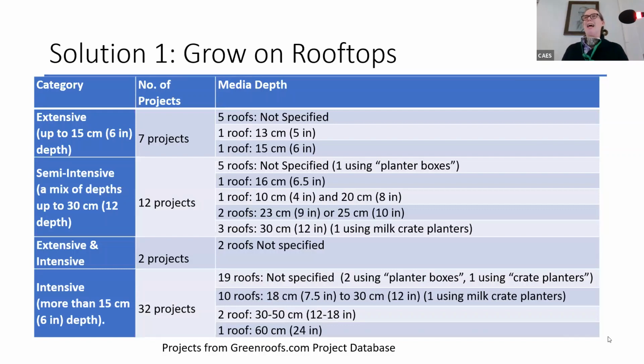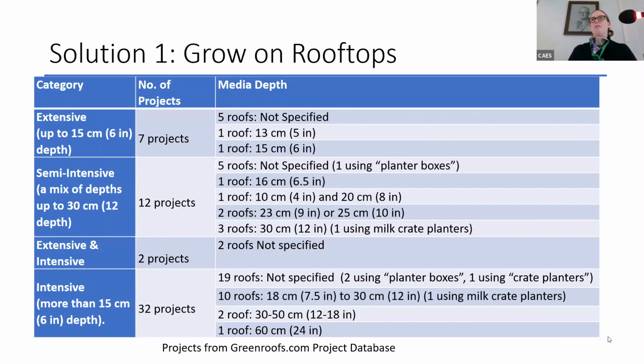They're broken up by category of depth of roof. So extensive roofs are generally less than 15 centimeters. Semi-intensive is a relatively new term, and that is a mix of depths from extensive depths to deeper, up to about 30 centimeters of depth, in a sort of hodgepodge fashion. So you have a mix of hills and valleys and things to create microenvironments for plants and insect communities.